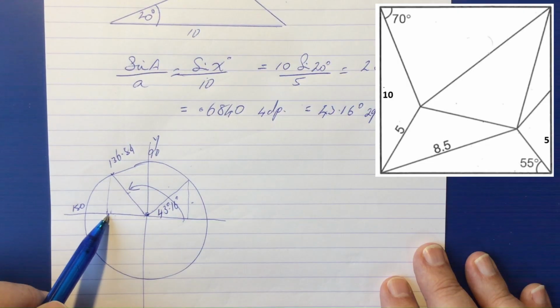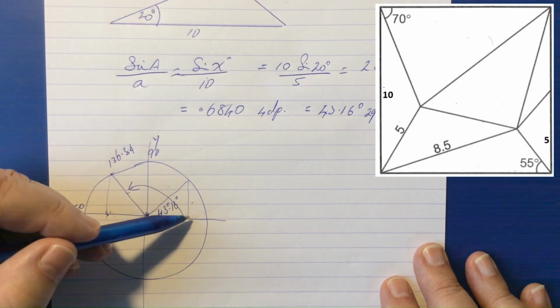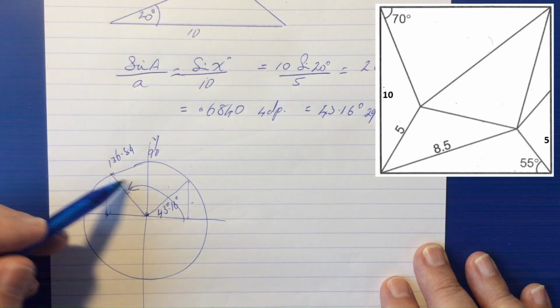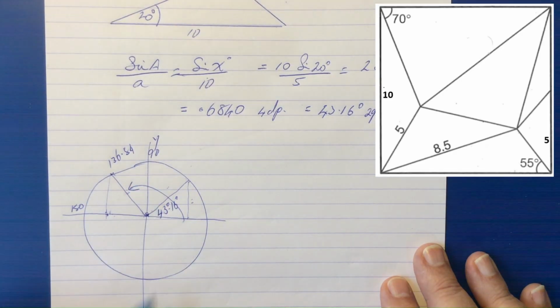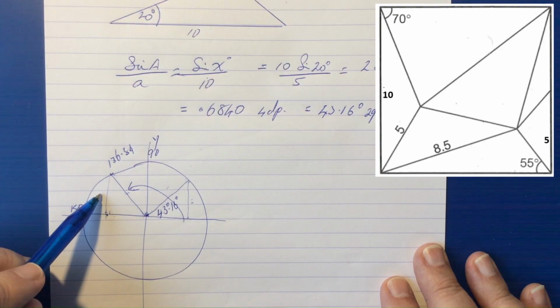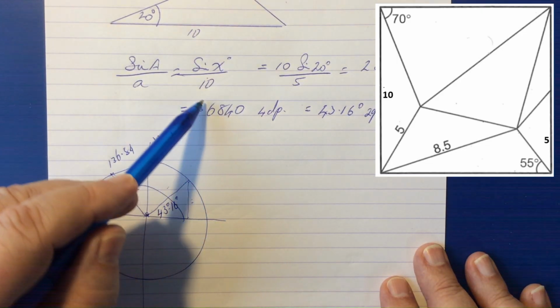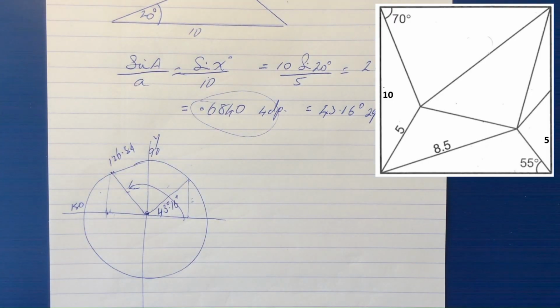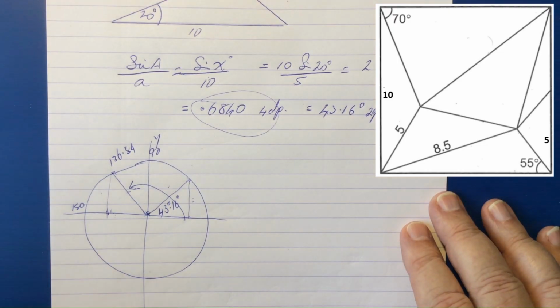And this distance here and this distance here are the same. This distance here and this distance here are the same, and these two distances are the same. This is a positive number, this is a positive number, that's a positive number, and that's a positive number. And the sine is the opposite over the hypotenuse, and so, as a result, we get this number twice between 0 and 180 degrees, hence the ambiguous case of the sine rule.